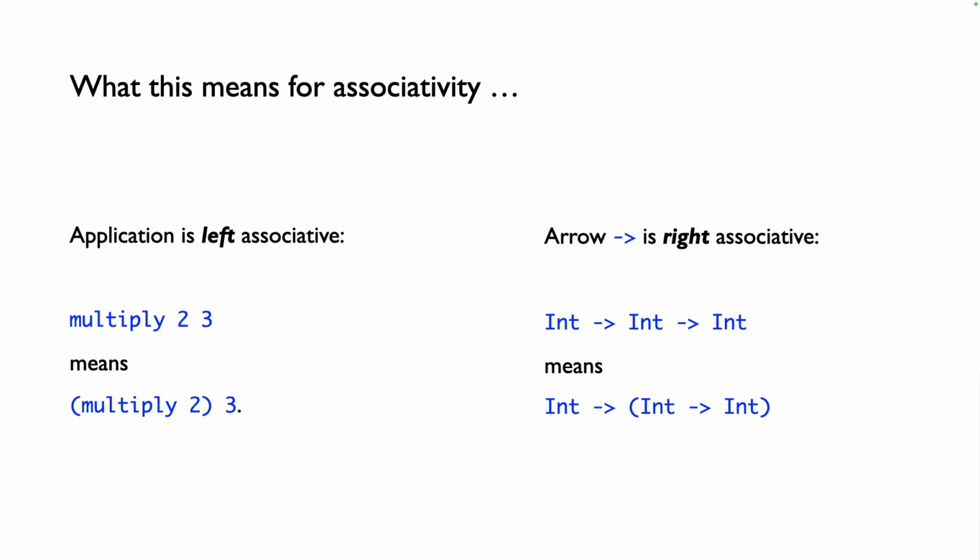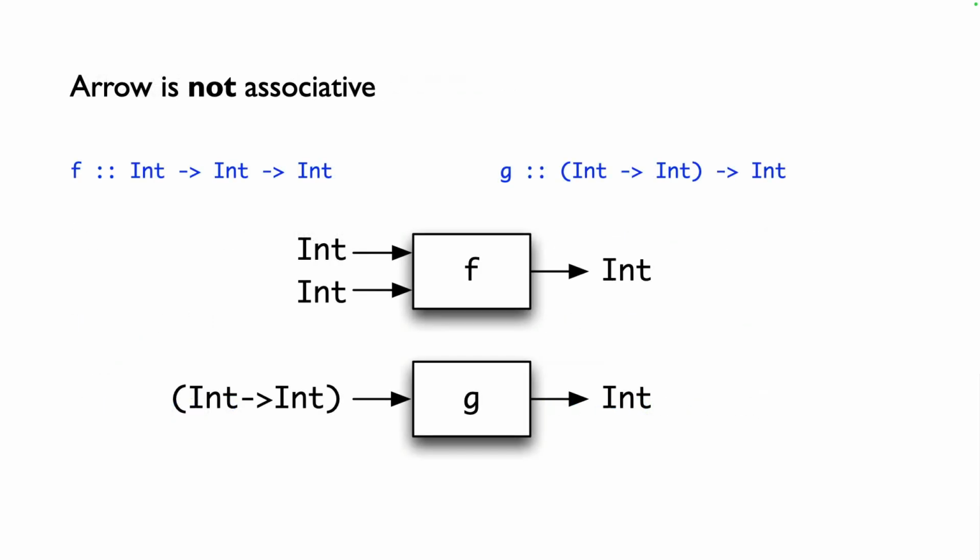Going alongside that, arrow is right associative. When we write int, arrow, int, arrow, int, we mean int, arrow, (int, arrow, int). So that means when you apply multiply to one int, what you get back is a function from integers to integers. So it only makes sense, the way we've been writing arrows, for arrow to be right associative. So application is left, you bracket to the left. Corresponding to that, arrow, you bracket to the right. And that's important. Arrow is not associative.